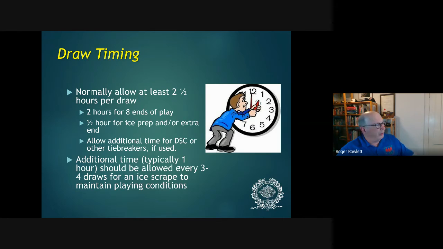And then really importantly, this is kind of a big one for me, I think it's really important to provide your players with good ice conditions. So you should probably allow some additional time every 3 to 4 draws for your ice crew to get out and scrape the ice and maintain those really good and fun conditions. I don't like playing on straight, slow ice. I bet you don't either. So it's really nice to make sure you have that time available. A great time to schedule a scrape is during lunch or maybe overnight between draws. So there are various ways you can schedule that in without making it too tough on your schedule.